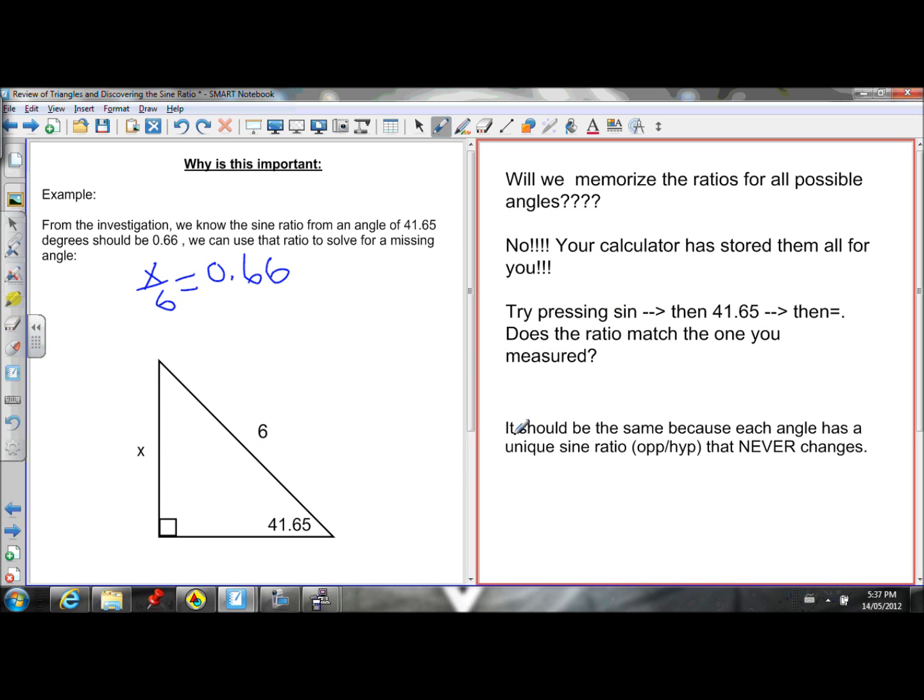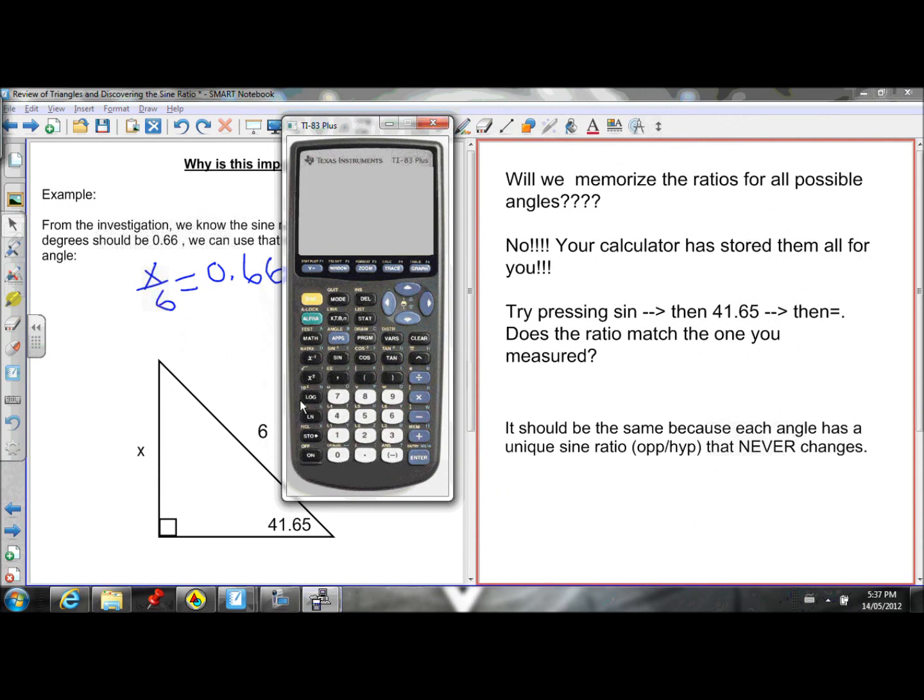Will we have to memorize the ratios for all the possible angles? Like, okay, we figured this one out, 0.66, by doing that GSP demonstration. Are we going to have to memorize all of these? No, your calculator has stored all of these for you. On your calculator, if you put in the sine of 41.65, press enter.